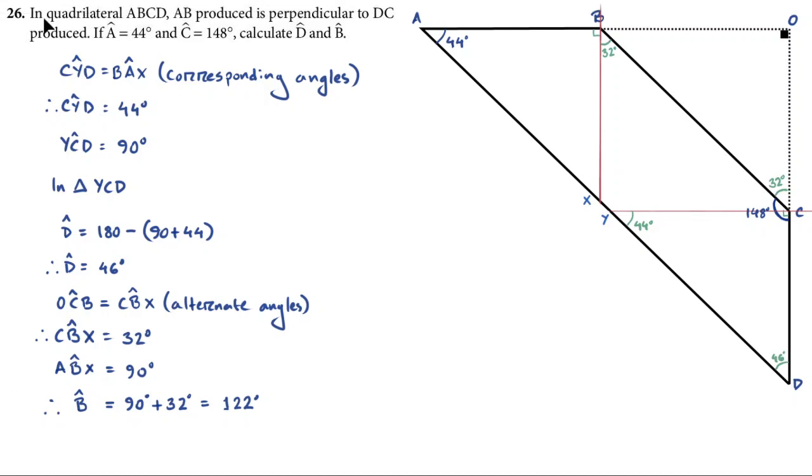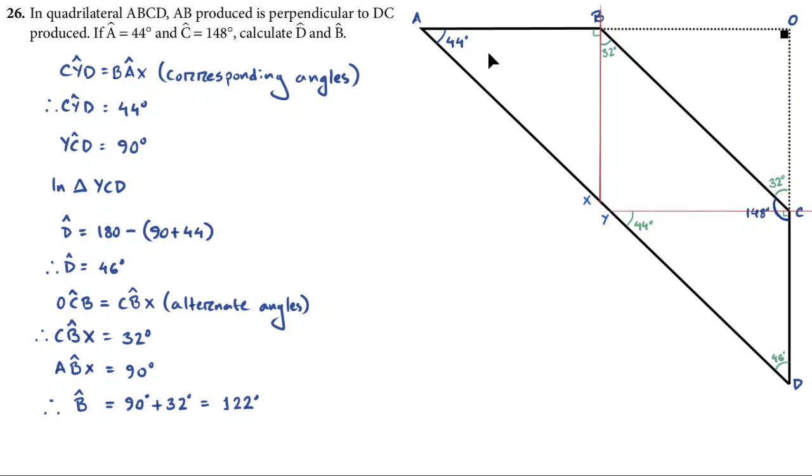In this question, it says in quadrilateral ABCD, AB produced is perpendicular to DC produced. If angle A is 44 degrees and angle C is 148 degrees, calculate angle D and angle B.